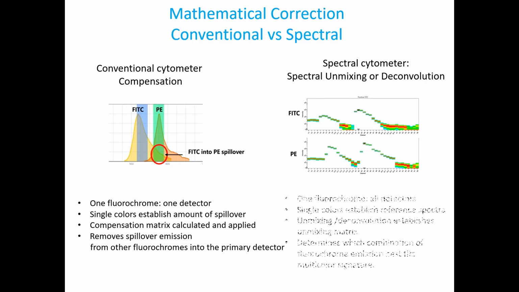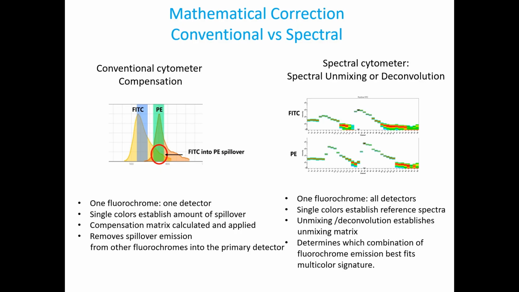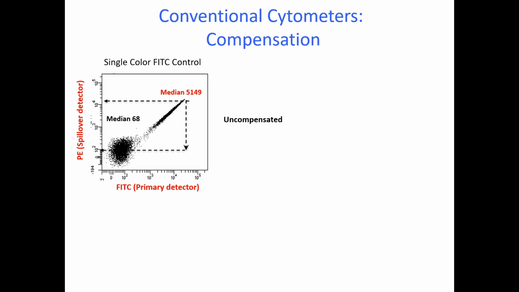In a spectral cytometer, each fluorochrome is measured in all of the detectors. The single color controls establish reference spectra for each fluorochrome, and a linear unmixing or deconvolution algorithm establishes an unmixing matrix to determine which combination of reference controls best fit the signature emission of the multicolor samples. While we're not going into detail in this course on compensation and unmixing, here's a quick overview of how it's done. Let's first look at compensation in the conventional flow cytometers.